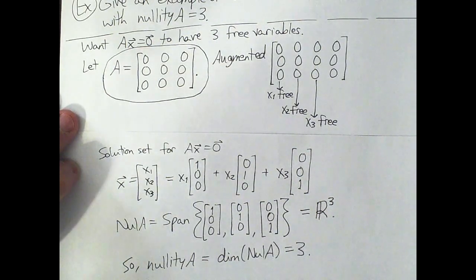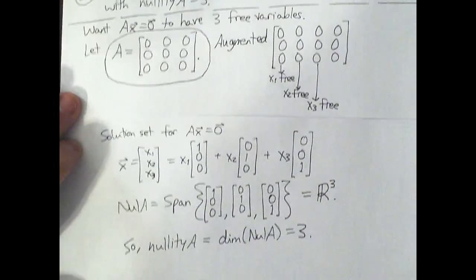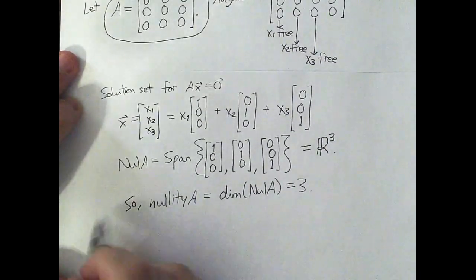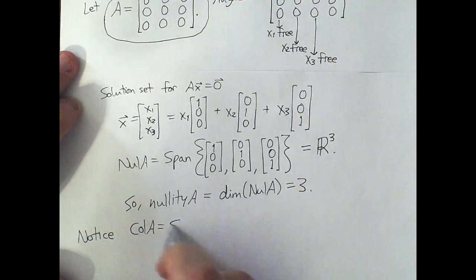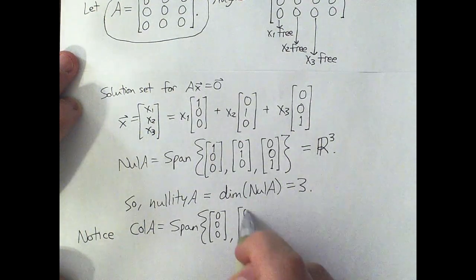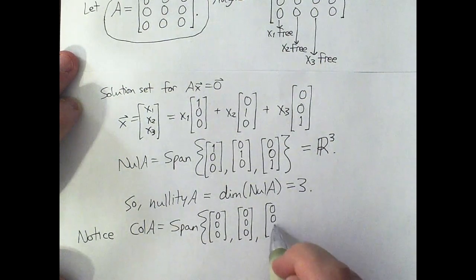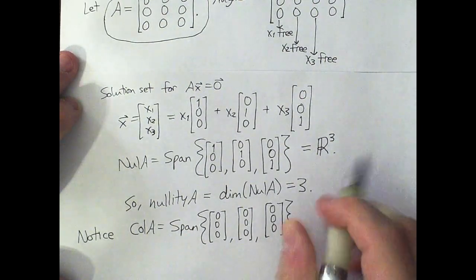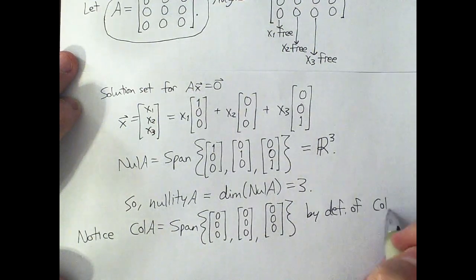Now, by the rank nullity theorem, this means that the rank should be 0. Can we tell that the rank is 0? I think we could tell that the rank is 0 here. Notice that the column space of A is the span of the columns. Now, we can always write the column space of a matrix as the span of its columns, by definition of col A.